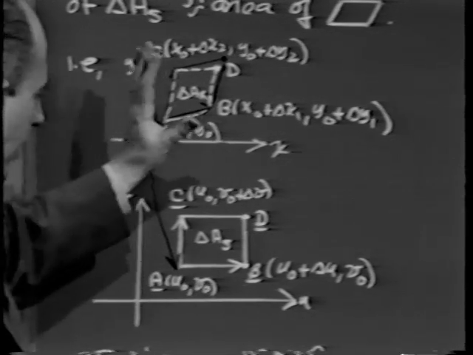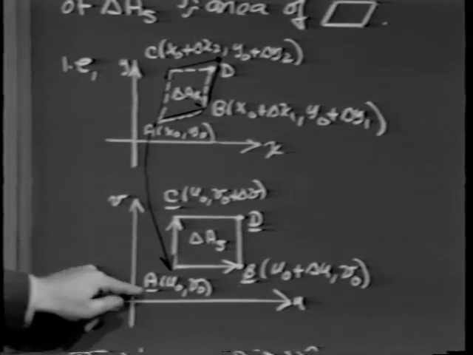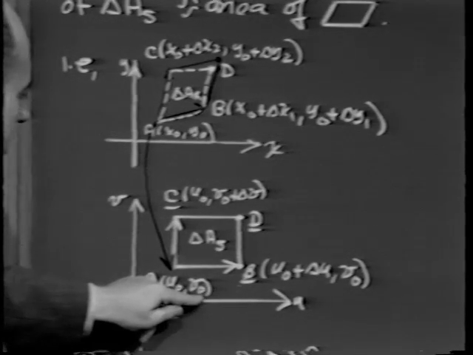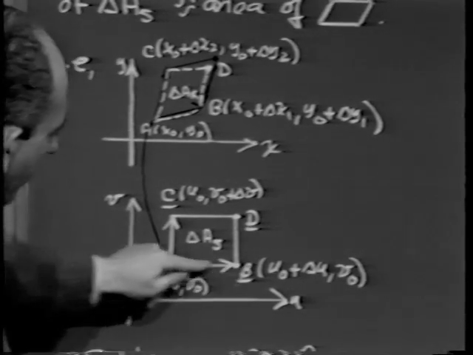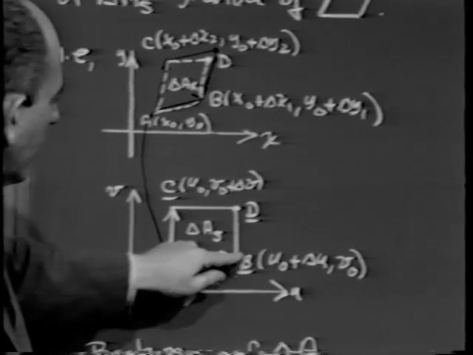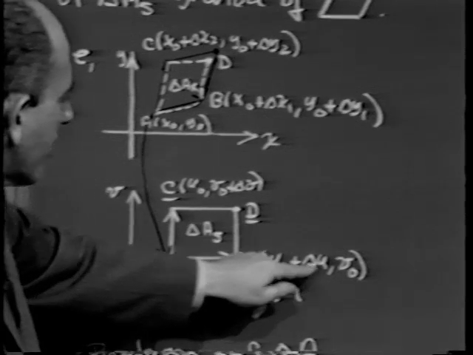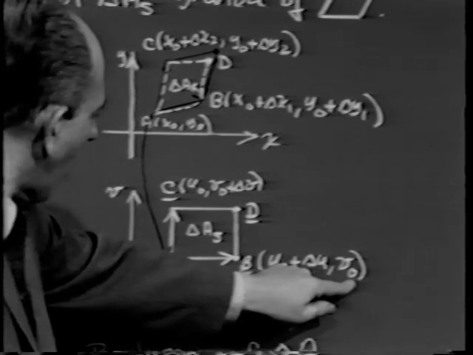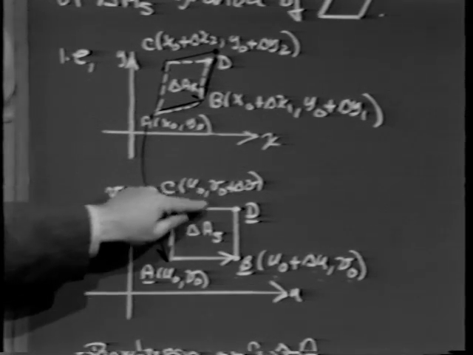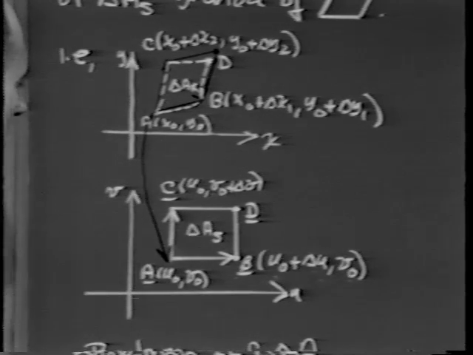And let me leave the point D out for a moment. Now the idea is, if we call the coordinates of A bar u0, v0, then because this is a line parallel to the u-axis, call this dimension delta u. B bar is u0 plus delta u, v0. C bar, call this dimension delta v, is u0, v0 plus delta v.